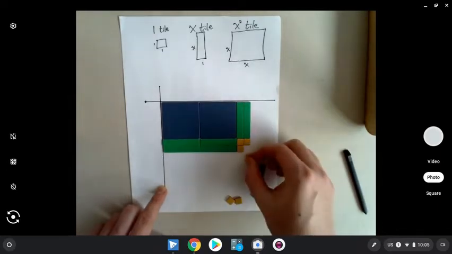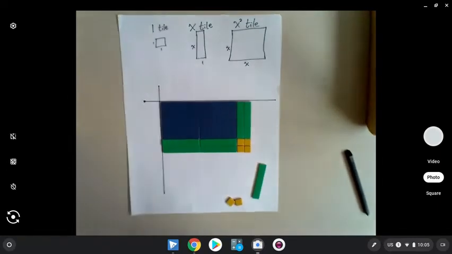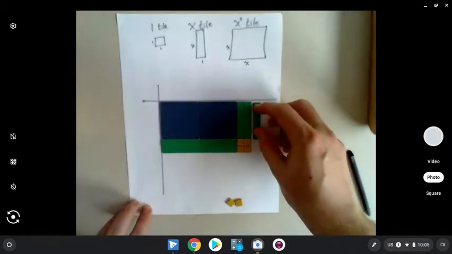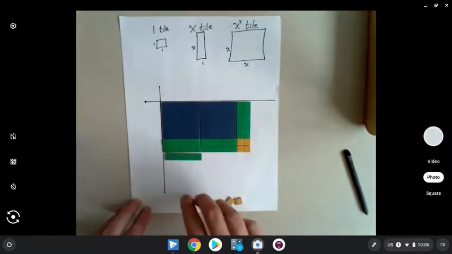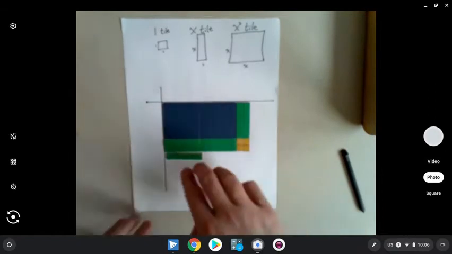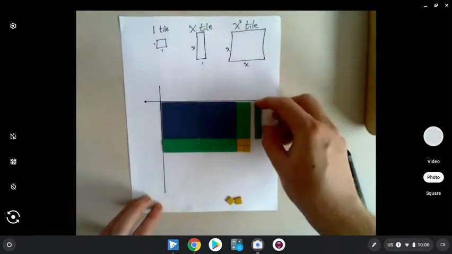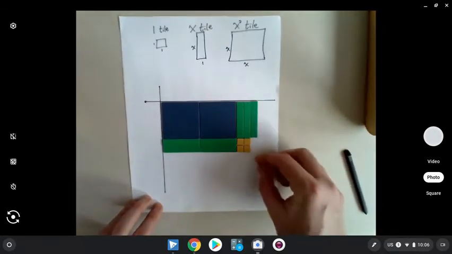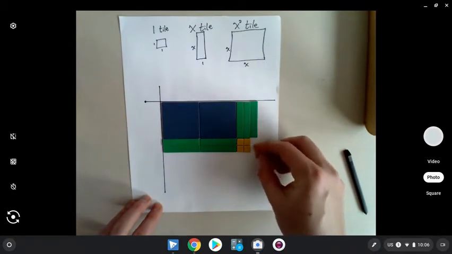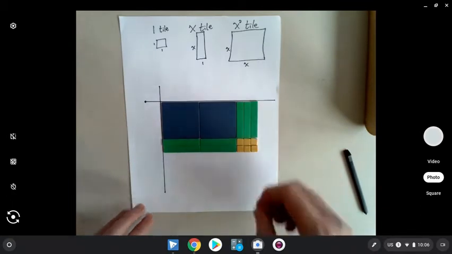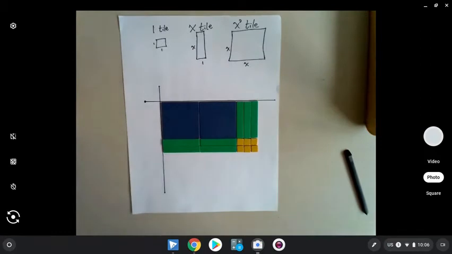Okay, so that's still a rectangle, and I've got a couple pieces to add. Oh yeah, I guess I could just add it in over here. If I tried to add it in over here, I have an incomplete rectangle, so I have to add it in on the top. Okay, and there we go. So it's really trial and error. It's just kind of pushing your pieces around, trying to form a rectangle.